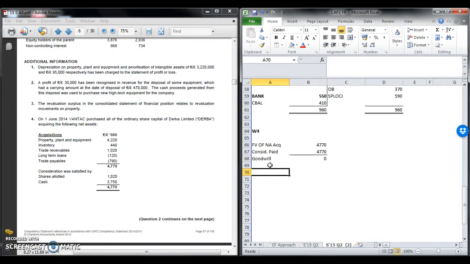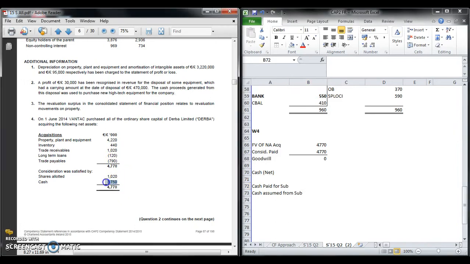So that's one of the parts of dealing with the acquisition of a sub. The other part, if it's an acquisition or disposal, is cash paid. So net cash paid. So in this case you have to say how much cash paid for the sub, and then also cash assumed from the sub. So sometimes, not in this question now, but sometimes in questions you will also take on cash in the balance sheet. So the net impact has it reducing the overall cash paid.